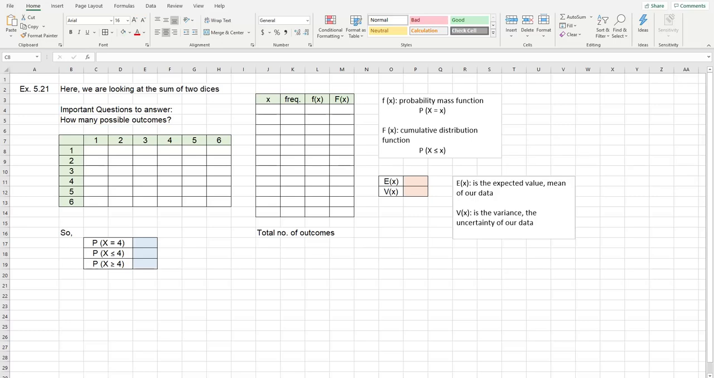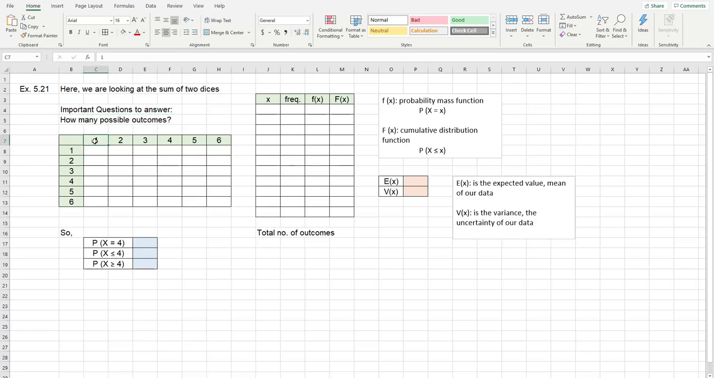In this video, I will be talking about formulating discrete distributions. I'm taking an example from the book where we look at the sum of two dice. An important question to answer is how many possible outcomes are there?